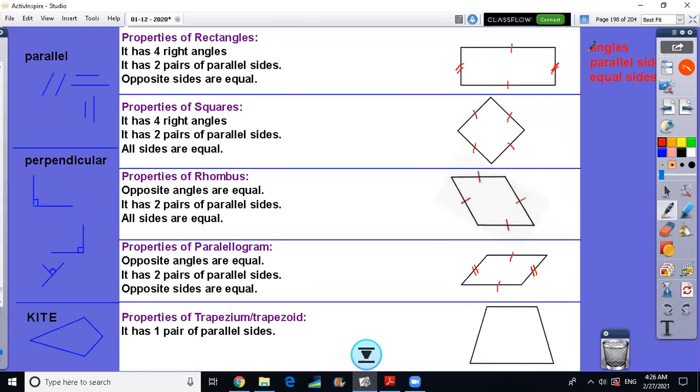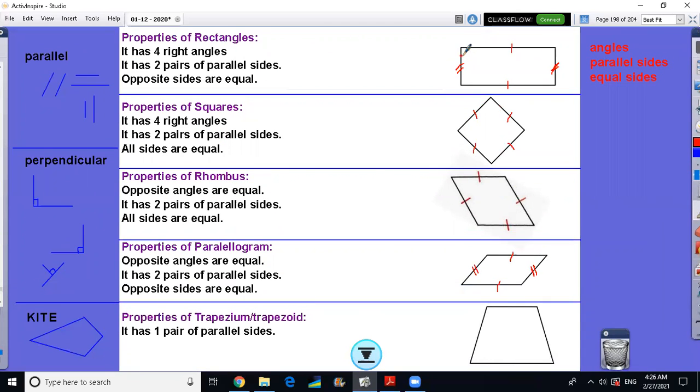All right, what about the angles here? What's so special about the angles? Angles, all of them are right angles. You must study this, guys.